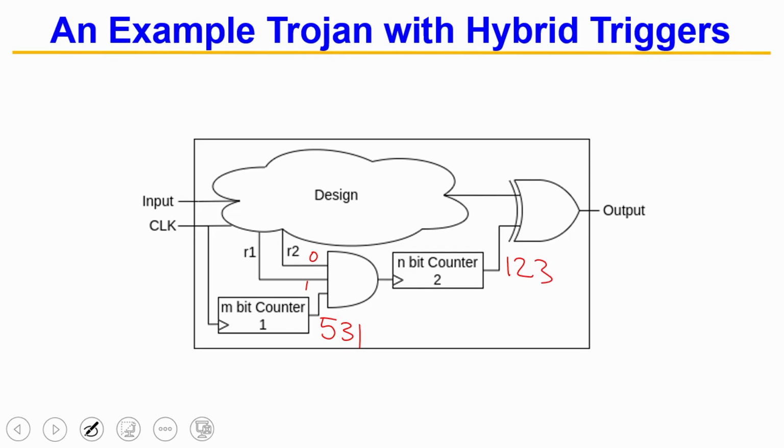So, this is a synchronous counter, this is an asynchronous counter. There is a sequential, there is combinational. So, this is kind of a hybrid Trojan. An attacker can make it as complex as possible. So, your probability of activation is close to 0. Any question on this hybrid? I am just showing only the trigger part.